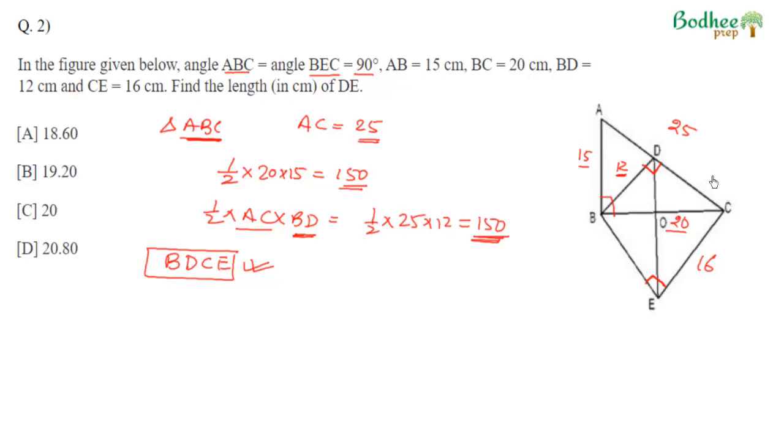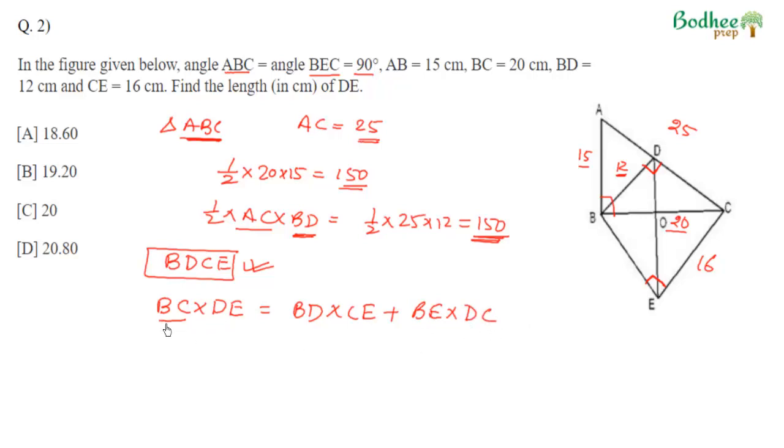Now we need to find the length of DE. That is, we have to find the length of the diagonal of the cyclic quadrilateral. So we can use Ptolemy's theorem. We say that the product of the diagonals, that is BC into DE, is equal to the sum of the products of the opposite sides, which is BD into CE, this is the opposite side, plus BE into DC. I think we know all the values.